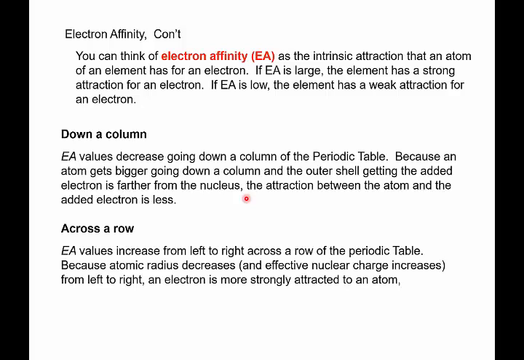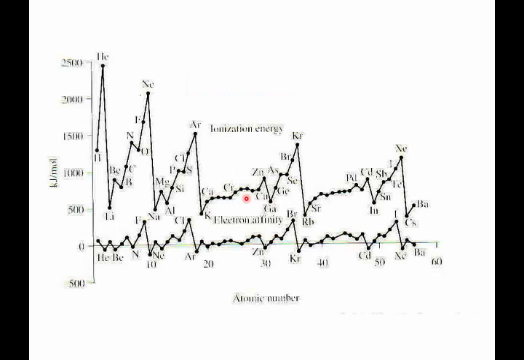If you go across the row, the EA values increase from left to right across the row of the periodic table because the atomic radius, of course, we learned decreases, and effective nuclear charge increases going from left to right. In doing that, the electron's more strongly attracted to an atom, thus giving an increase in EA values. This chart here shows, in fact, that the trends observed for ionization energy and electron affinity really follow the same pattern.